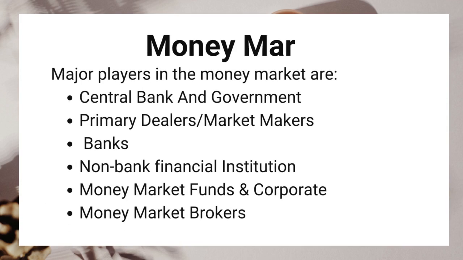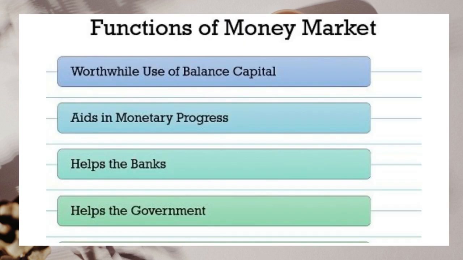Major players in the money market are central bank and government, primary dealers/market makers, banks, non-bank financial institutions, money market funds and corporate money market brokers. Trade credit, commercial paper, certificate of deposit, treasury bills are some examples of the short-term debt instruments. Functions of money market. Money markets serve 5 functions: to finance trade, finance industry, invest profitably, enhance commercial banks' self-sufficiency, and lubricate central bank policies.